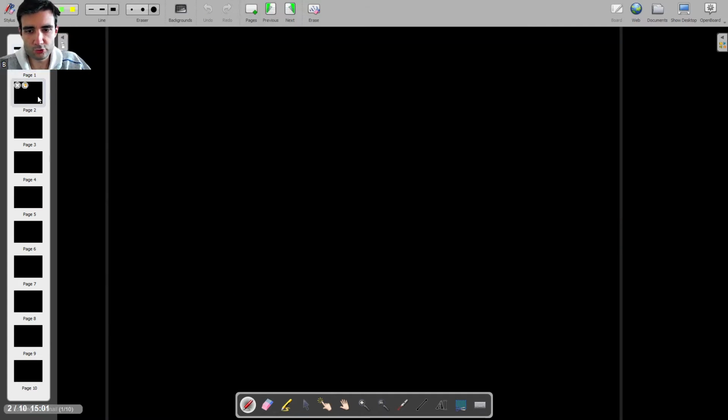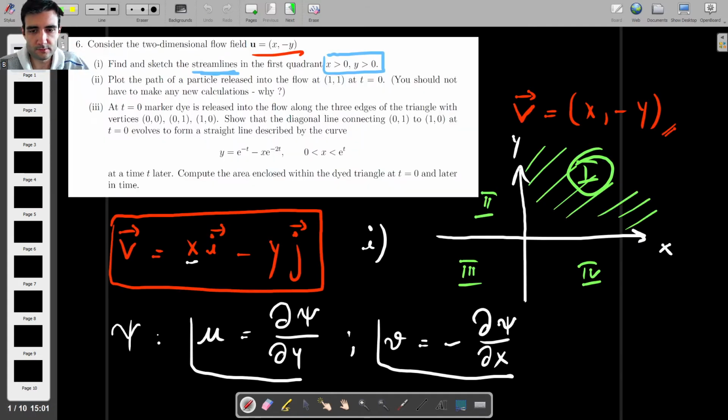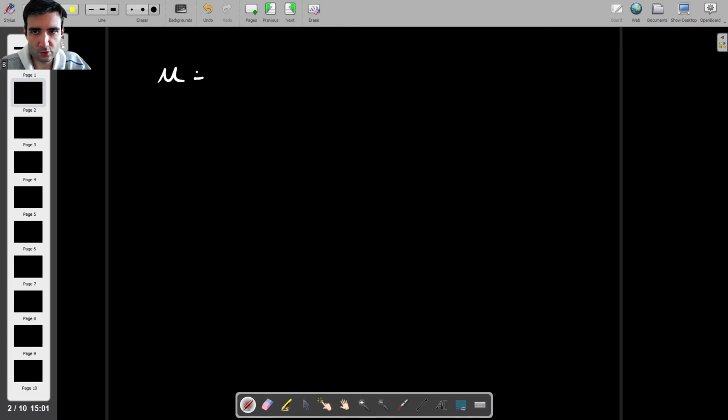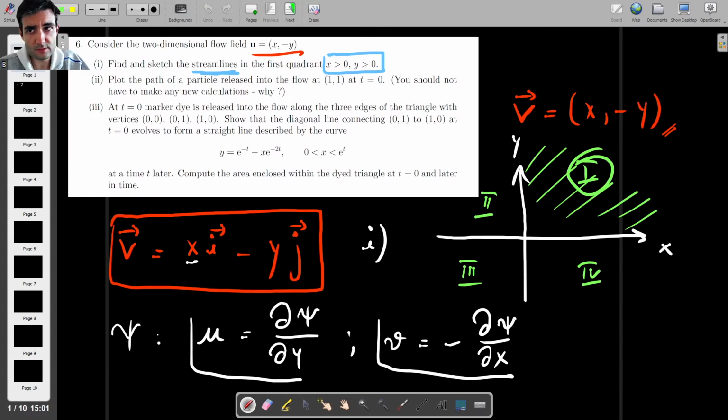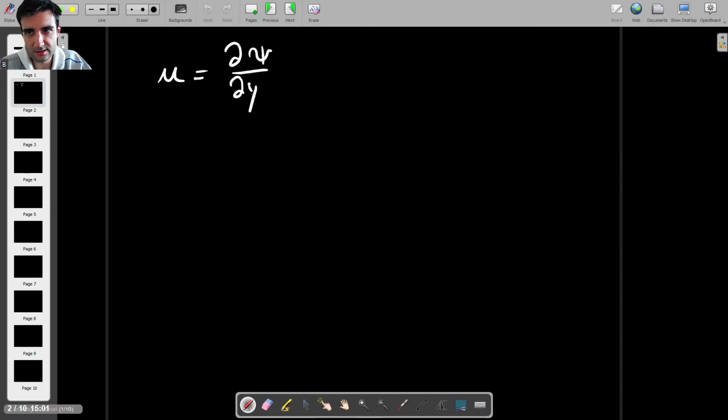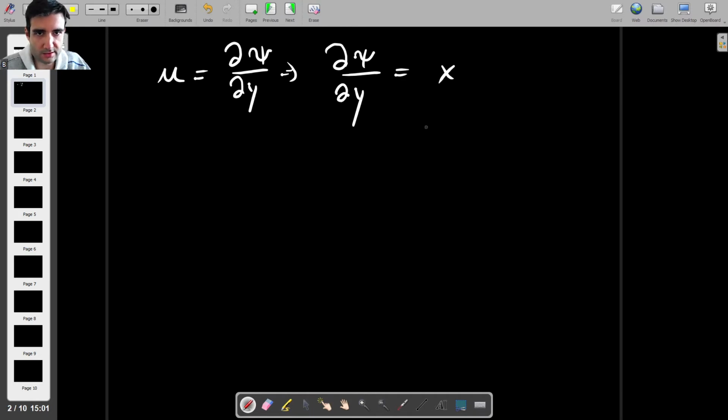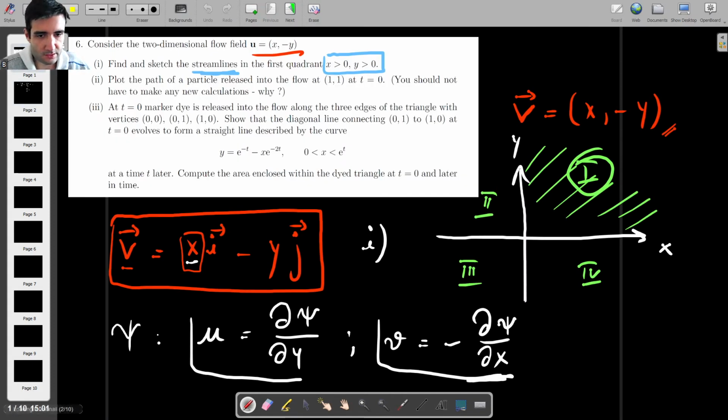So we're dealing with two partial differential equations, if you want, that we have to solve simultaneously in a way. So let's start with u equals d psi by dy. Now we know what u is. So u is the x component of the velocity vector, and the velocity vector is this. The x component is whatever i is multiplied with, which is x. So we have d psi by dy is just equal to x. And the other one is d psi by dx. So that's for the vertical velocity, right?